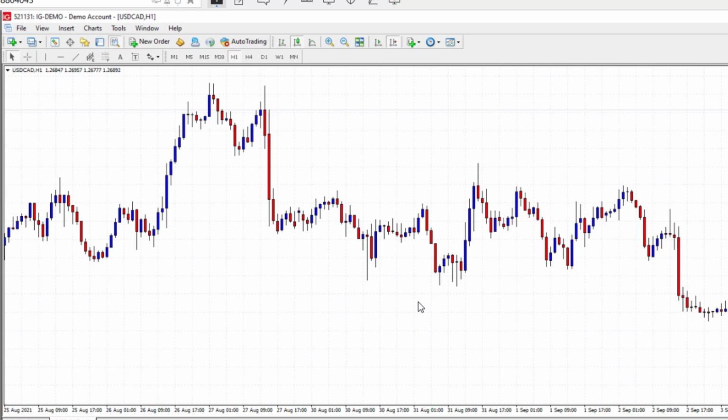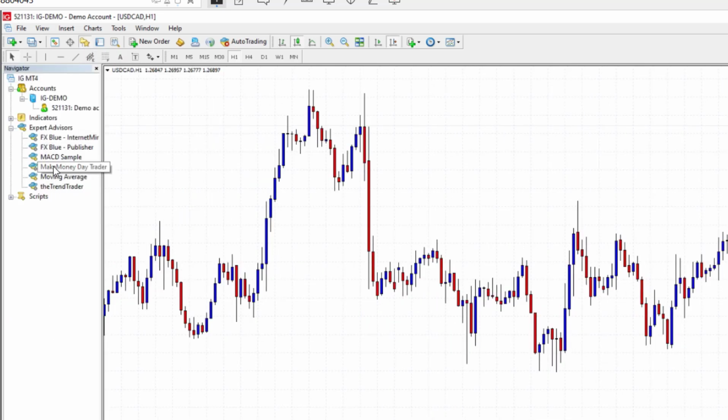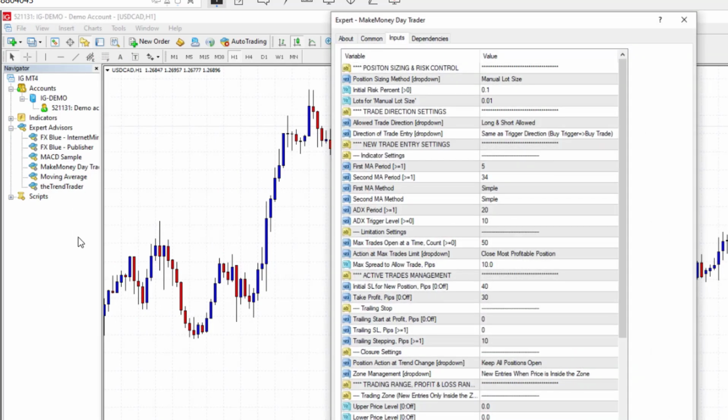So already we've got a bit of information here. We're saying if you want to trade with a trend, 1300 to 1700 is a good time to trade. That's one of the first elements to identify for a trading strategy. So what I'm going to do is drag the Make Money Day Trader onto this chart, and we're going to start building the signal, the settings.